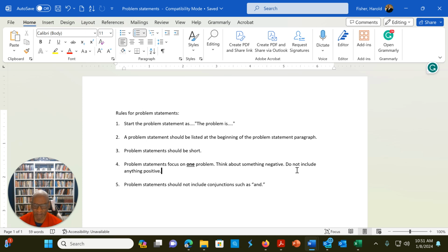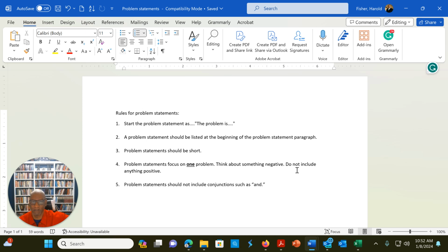Number four, problem statements focus on one problem. It's easy to say this and that. No, you're only going to focus on one problem. Think of one problem in your environment that you want to try to tackle. And again, everything that you talk about is going to be negative. So you mention that problem statement, keep it short and sweet, straight to the point, one problem, and then you can elaborate on things that contribute to that problem.